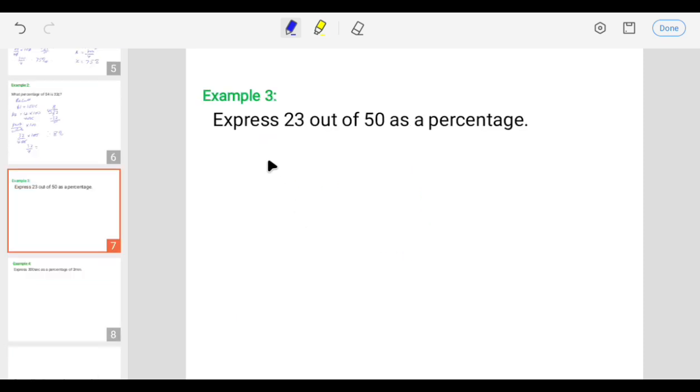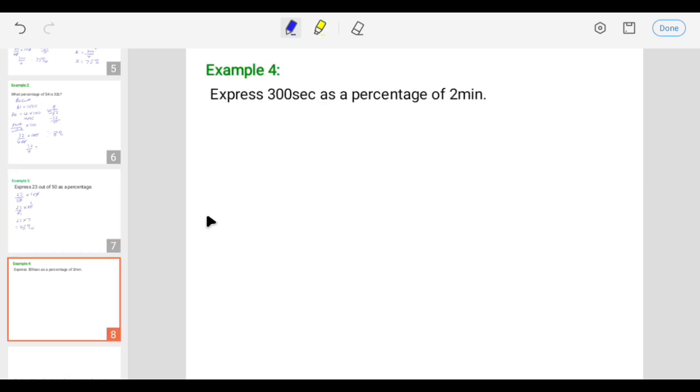The third question says we should express 23 out of 50 as a percentage. 23 will be the part and the whole will be 50, multiplied by 100. So you can reduce this. We're going to have 23 over 5 times 10. We can still reduce further. 5 here is 1, 5 here is 2. So we are left with 23 times 2, and 23 times 2 will give us 46. So 46% will be our answer.